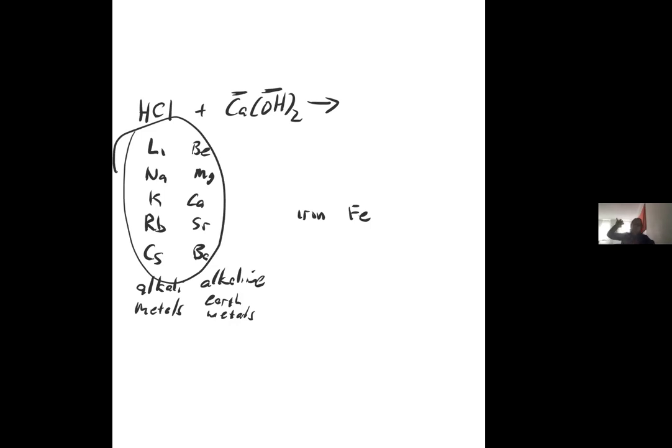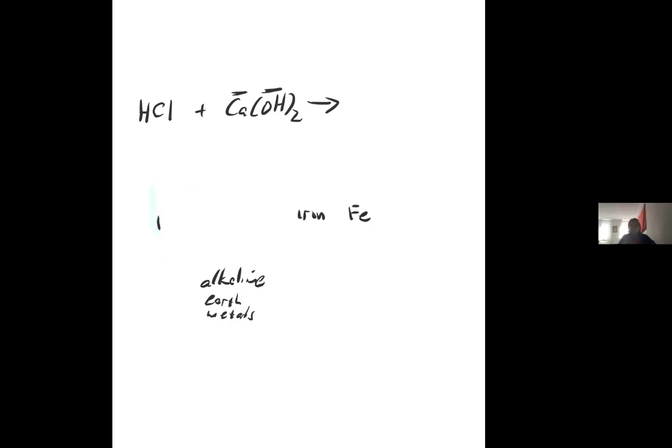So alkali metals, alkaline earth metals, they both form basic solutions. So that's why they react with the water to give you a hydroxide compound, and those are basic in water. Okay. All right. So how do we deal with this one? Again, think of it this way. The H plus is going to combine with the OH minus. So that's the easy part.